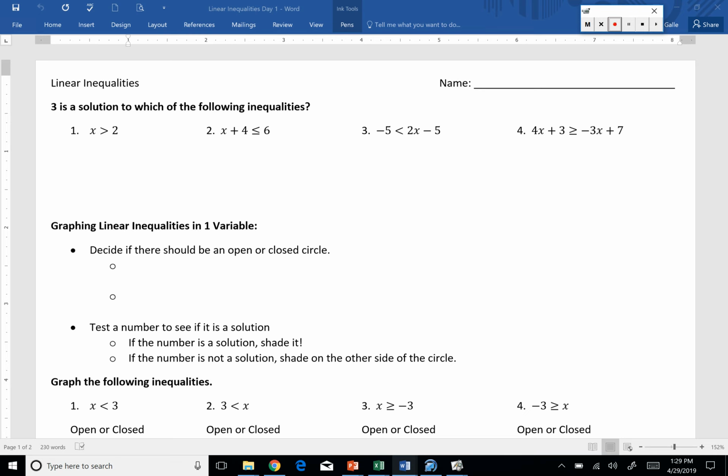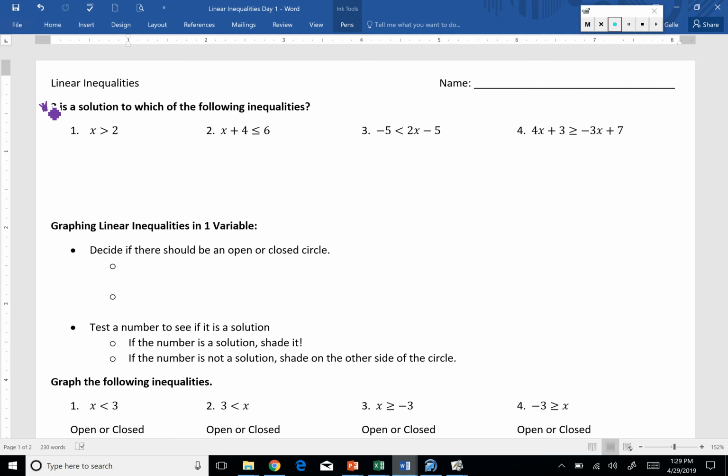Okay? So the first thing I want to start with, if you look up at the top, the question asks you, 3 is a solution to which of the following inequalities? Remember, to be a solution, it needs to make an inequality true. So our task in those first 4 problems is to see if we put 3 in for x, will it make the inequality true? So let's take a look at number 1 together.